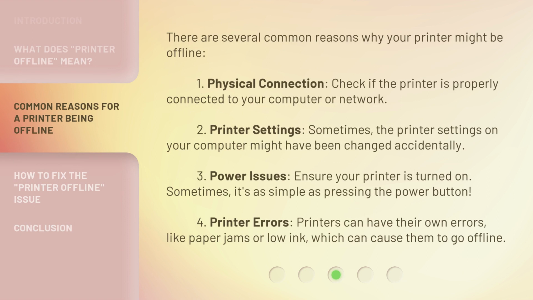There are several common reasons why your printer might be offline. 1. Physical connection. Check if the printer is properly connected to your computer or network. 2. Printer settings. Sometimes, the printer settings on your computer might have been changed accidentally. 3. Power issues. Ensure your printer is turned on. Sometimes, it's as simple as pressing the power button. 4. Printer errors. Printers can have their own errors, like paper jams or low ink, which can cause them to go offline.